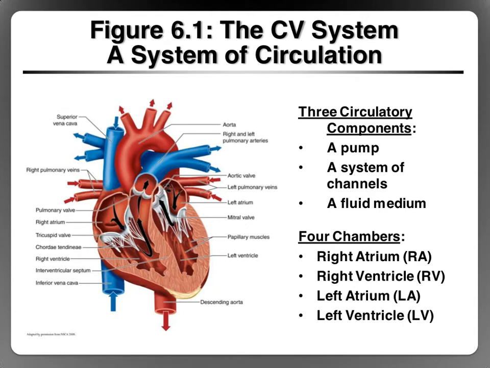So the cardiovascular system is a circulatory system, and all circulatory systems have 3 components. We have a pump, and that's the heart, and the pump is connected to a system of channels, and that would be your arteries and your veins, which we'll talk more about. All circulatory systems also have a fluid medium that moves through the channels, and the fluid is moved because of the action of the pump. So the fluid in the circulatory system of the heart would be the blood.